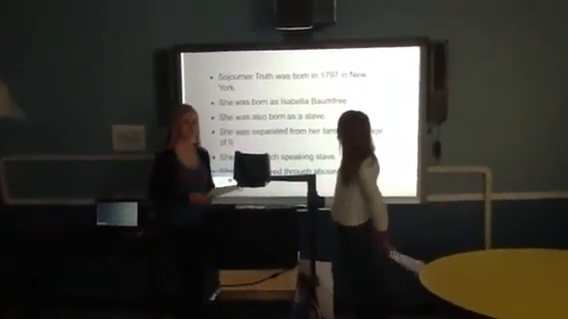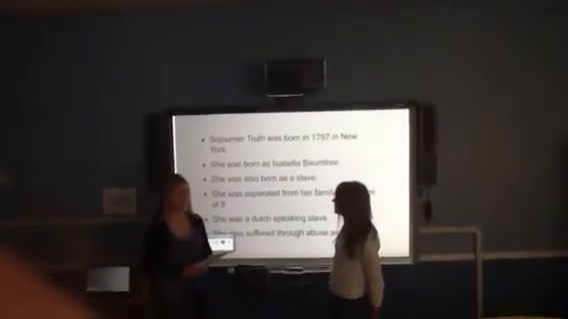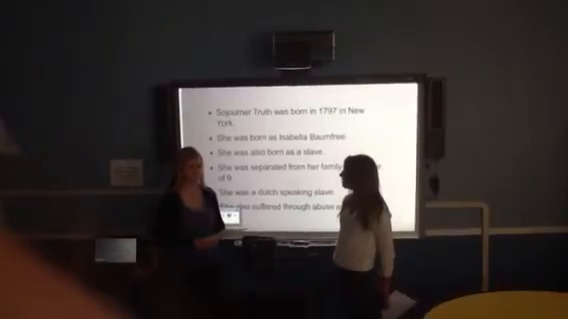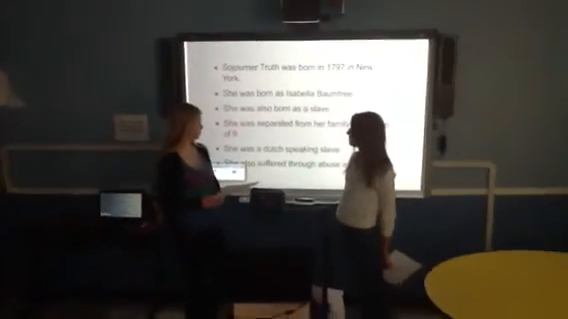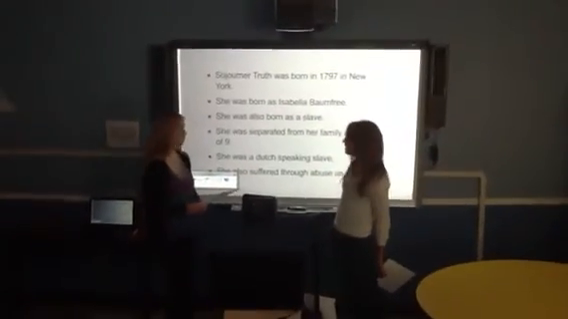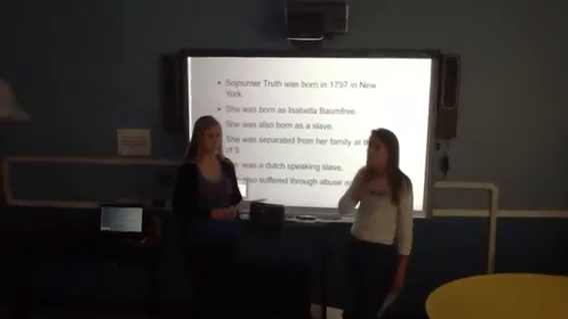Hi, I'm Miss Rachel. Hi, I'm Miss Allie, and we're going to teach you about Sojourner Truth. Sojourner Truth was born in 1797 in New York. She was born as Isabel Baumfree. She was born as a slave. She was separated from her family at the age of 9. She was a Dutch-speaking slave. She also suffered through abuse as a child.